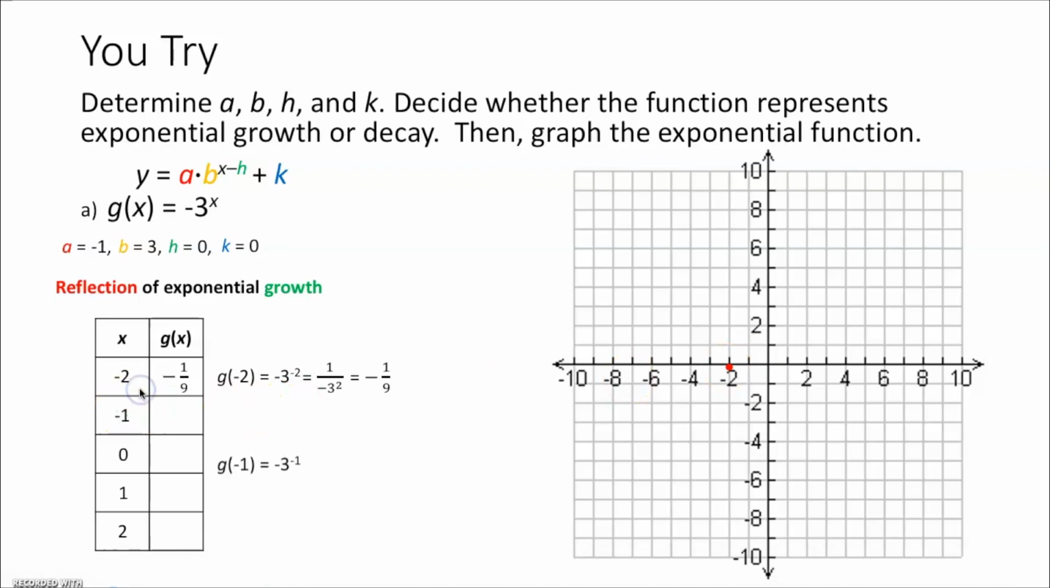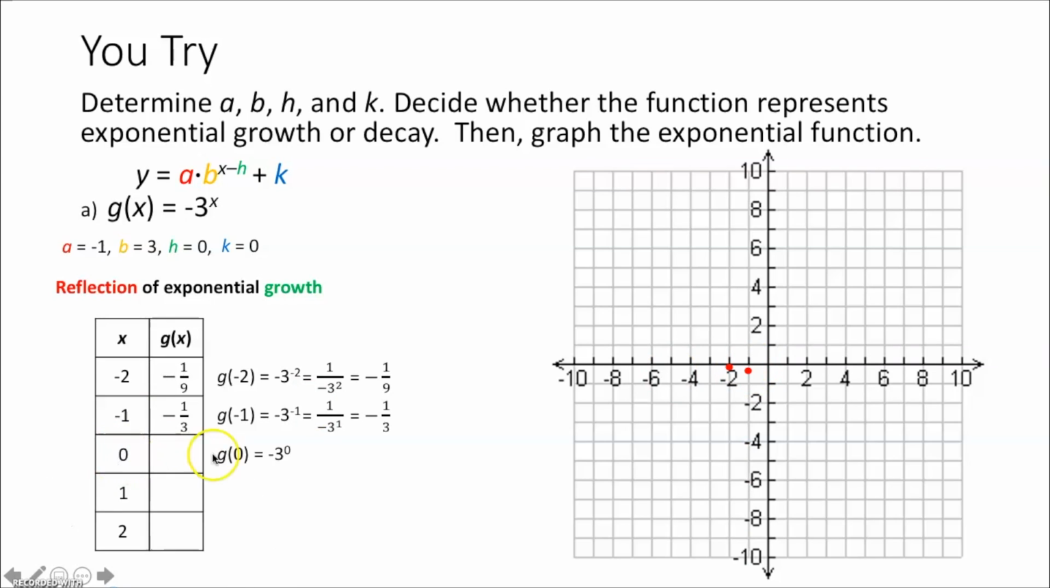There you go. Now let's plug in -1. So -1, we have -3 to the negative first power. So in order to get this negative exponent positive, I move it to the denominator. So it becomes 1 over -3 to the positive first power, which is just 1 over -3 or -1/3. So I go ahead and plot the point -1, -1/3, which is somewhere right here.